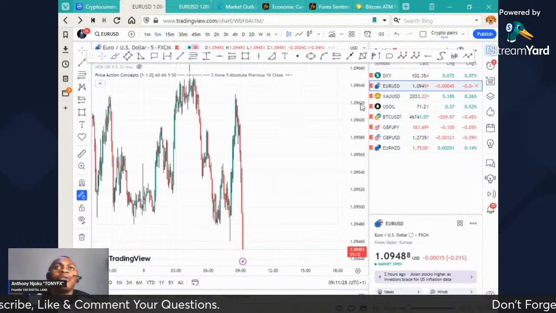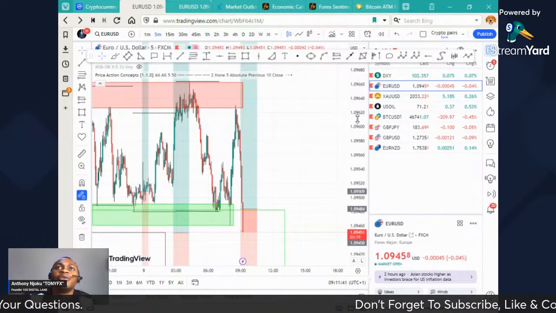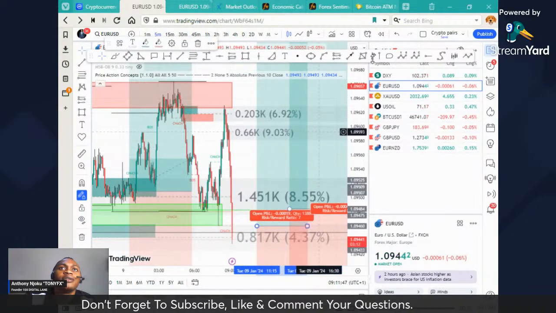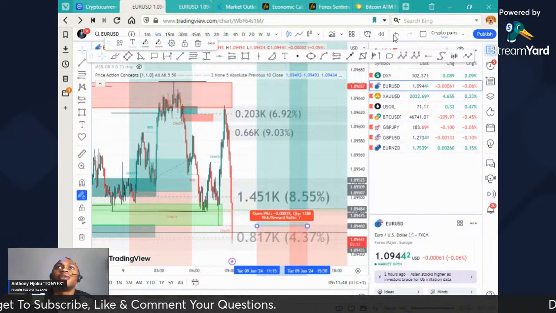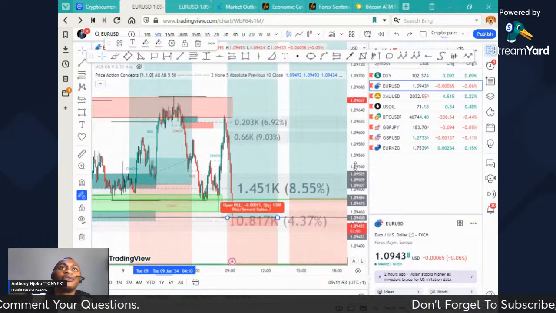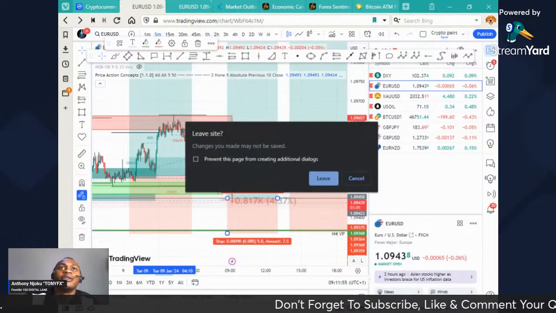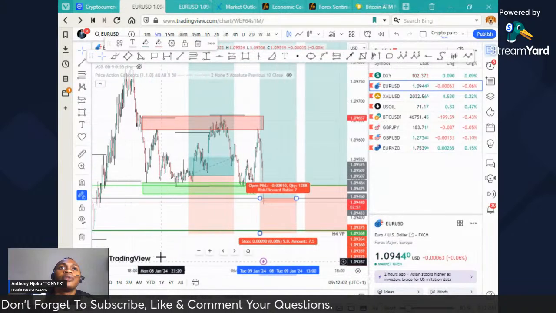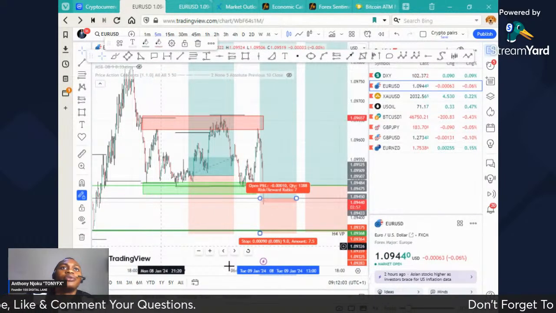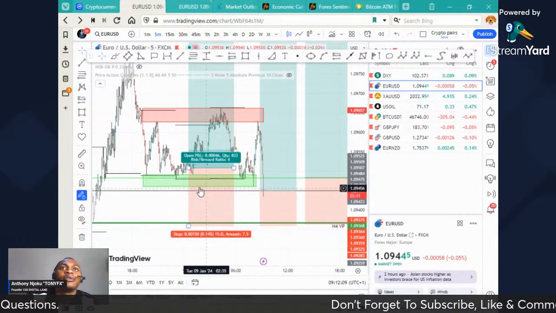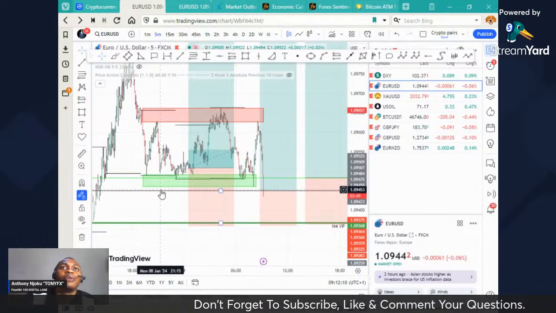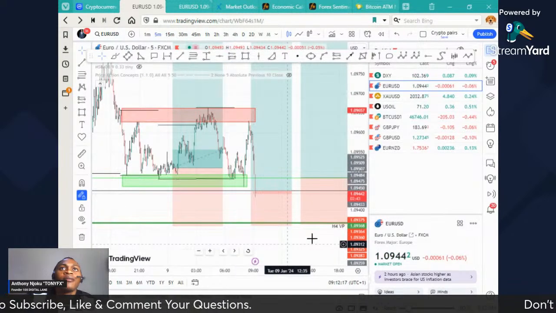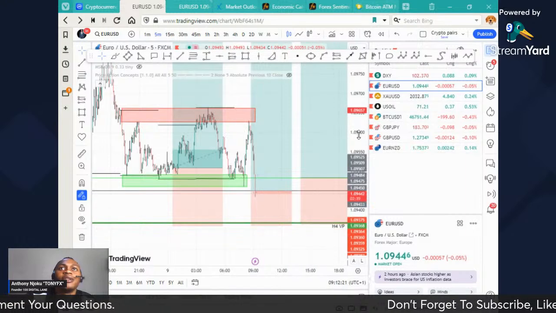DXY is highly correlated with Euro, so if DXY is going up, Euro USD should be going down, because DXY is the strength of the dollar. And Euro USD just mitigated the 30 minutes order block. Let's see if we're going to also grab liquidity low here. So the 30 minutes order block is mitigated. Let's see how the market reacts to it.